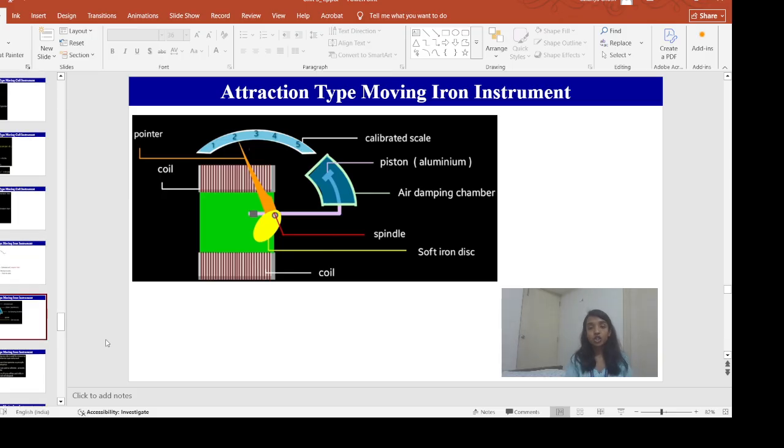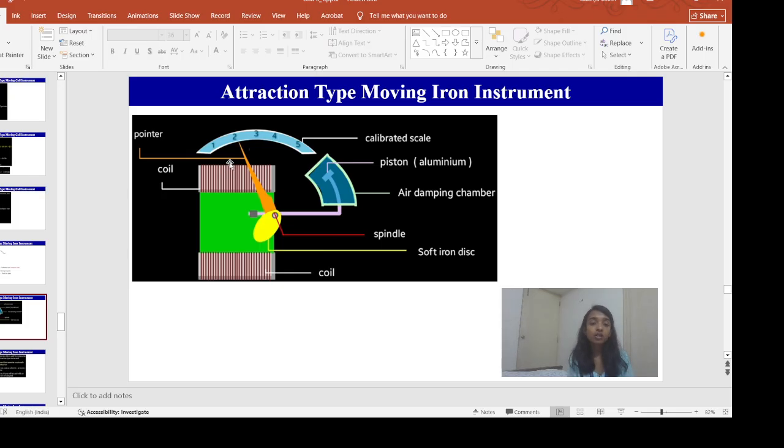Next is the attraction type moving iron instrument. In this instrument, at the top and the bottom side we have the fixed coil, and at the right corner of the instrument we have a shaft or spindle attached. With that, a soft iron disc and the pointer are attached. At one point of this spindle we have an air damping chamber. In this air damping chamber we have an aluminium piston. This piston will have friction with the air to supply the damping torque.